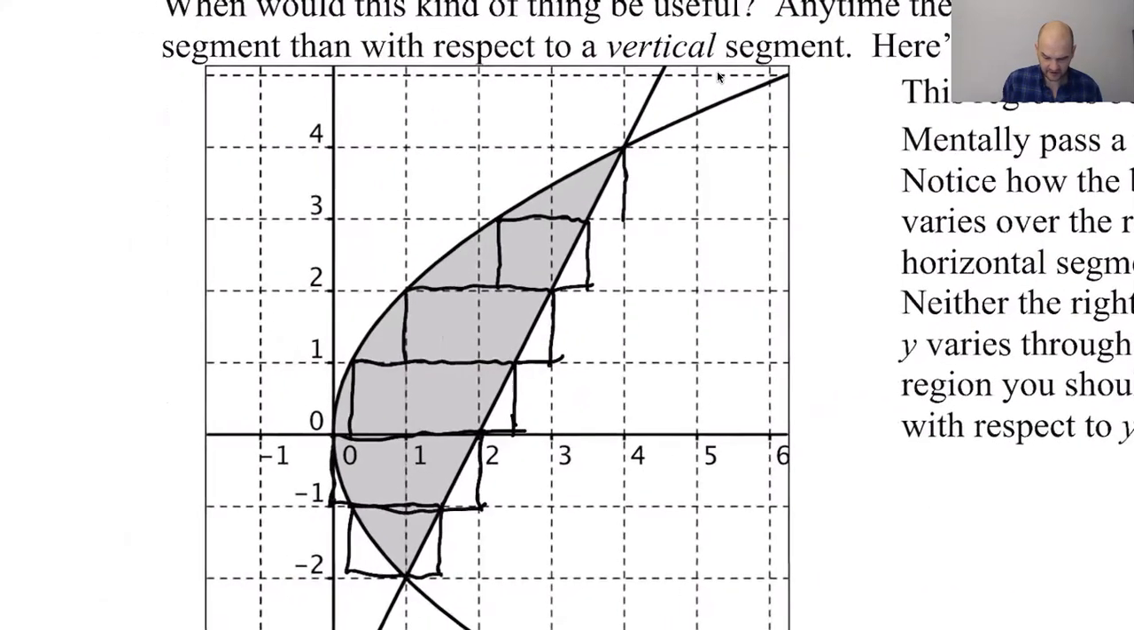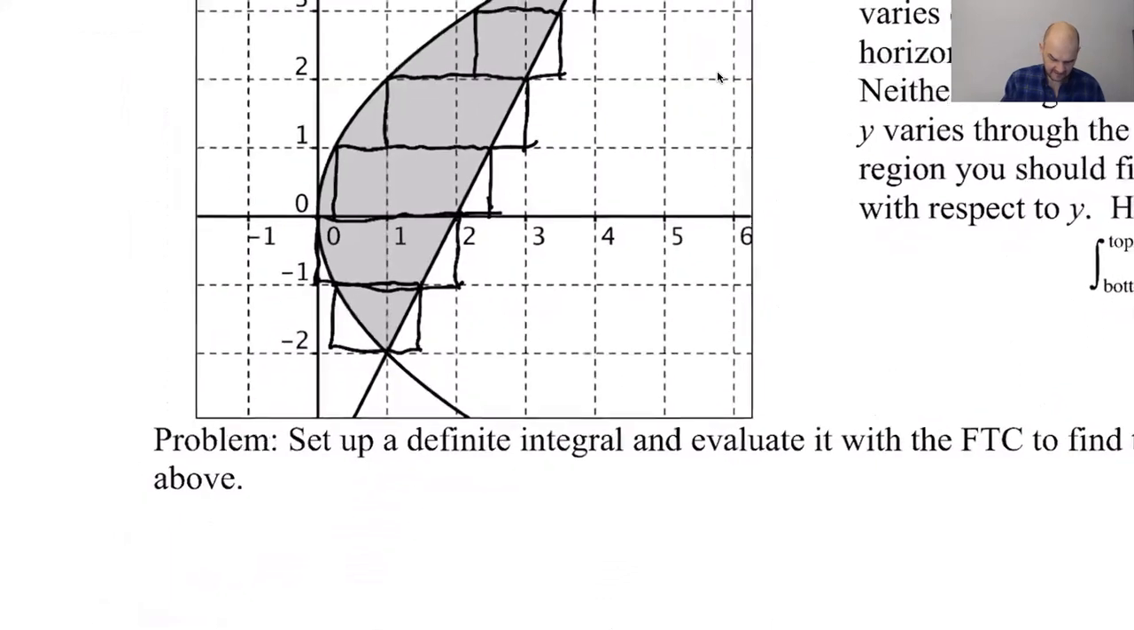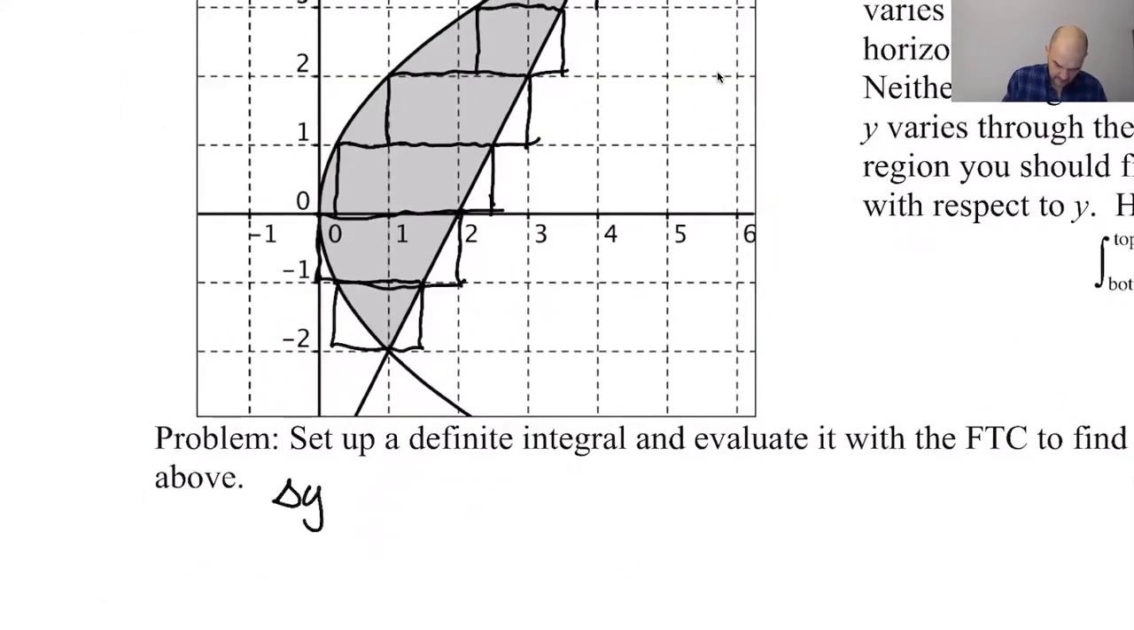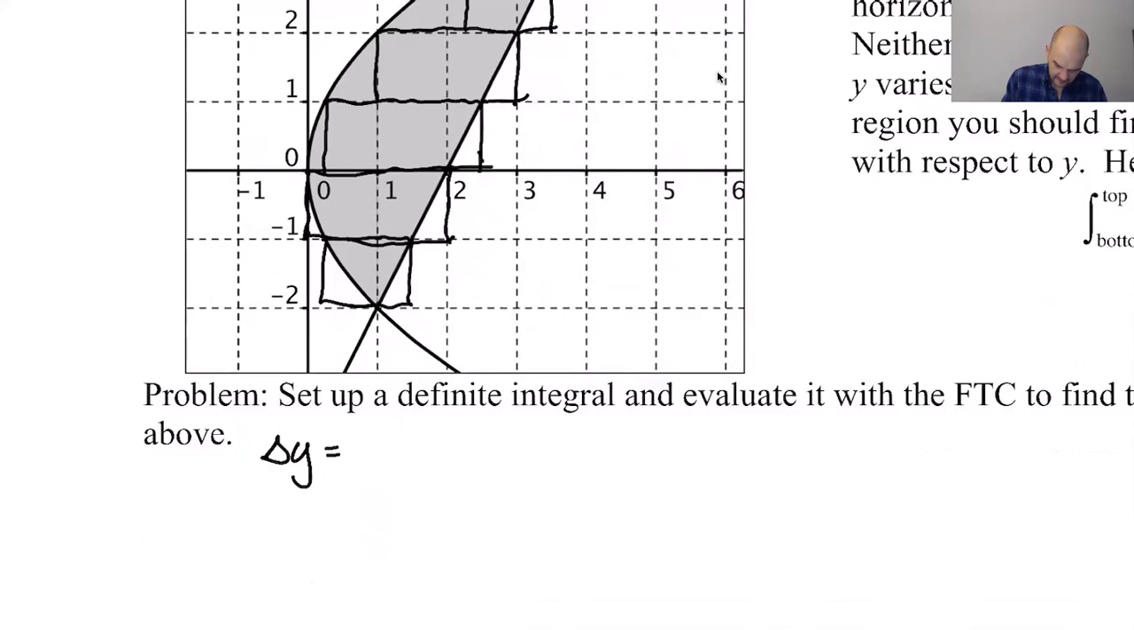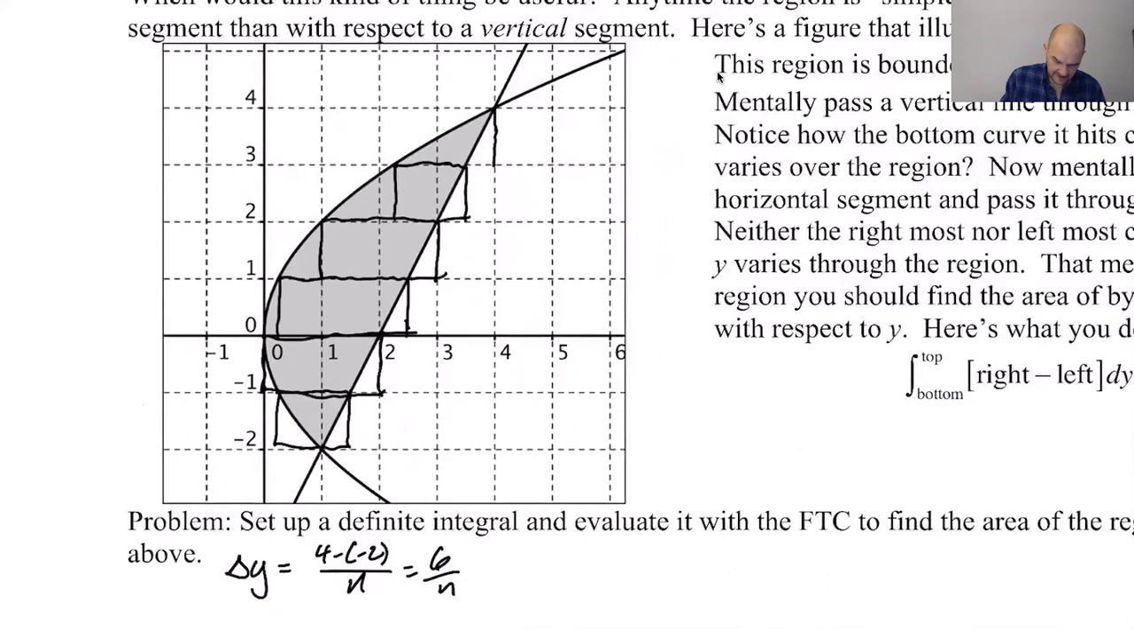If I were going to, I would have a delta y. And for delta y, we're going from -2 up to 4. So 4 minus -2. And then I would just divide it into as many as I wanted. I'm just going to say n. So that's 6 over n. Then I need a y sub i, right? Where am I going to find each of these? And how am I going to do that?